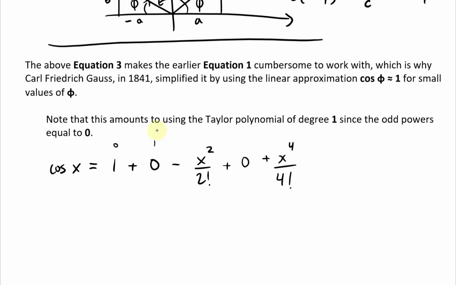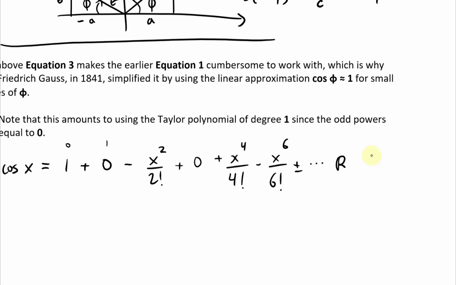So 4 factorial, then minus, the next one, the fifth term, is going to be 0, so it just goes minus x to the 6 over 6 factorial, plus dot dot dot, plus or minus dot dot dot. Let's write it like that, because it's alternating. And we have R, the radius of convergence, is infinity.